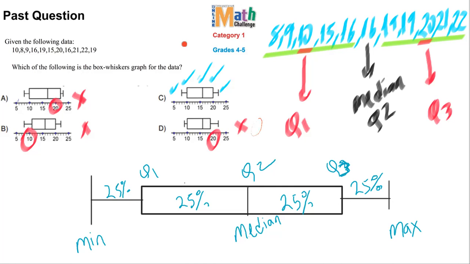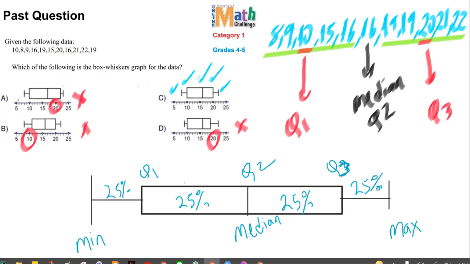Likewise, when we check D, there's a problem with the 20 part. 20 is supposed to be here because it is the middle of the second 50, but it is not the case, so this is the right one. You may check all the cases. Minimum is 8, the first 25%, or Q1, is 10, the middle is 16, and Q3 is 20, the middle of the second 50, and the maximum is 22. So the answer is C.